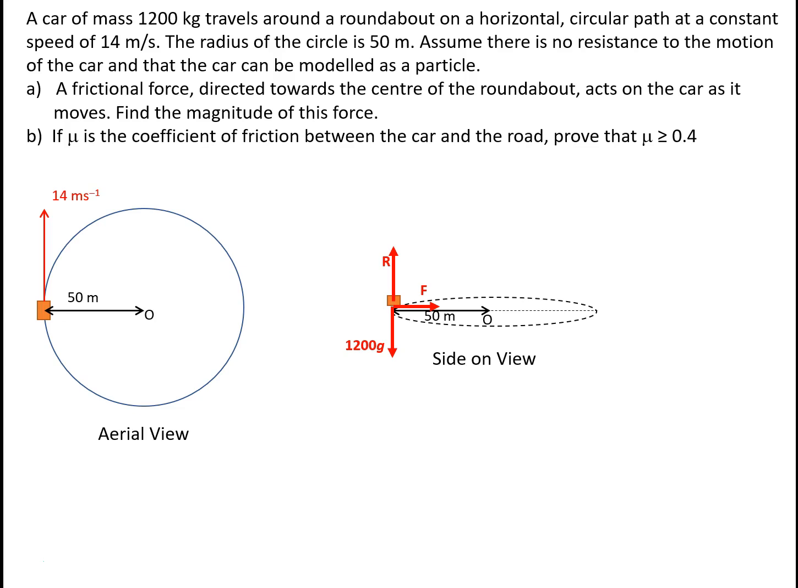Now, since the car is going around in a circle, we know that there's an acceleration towards the centre of magnitude v squared over r. So applying Newton's second law towards the centre of the circle, the resultant force towards the centre is simply F, which must equal the mass 1200 times v squared over r, which is the acceleration. So the frictional force is 1200 times 14 squared divided by 50, which gives us a frictional force of 4,704 newtons.